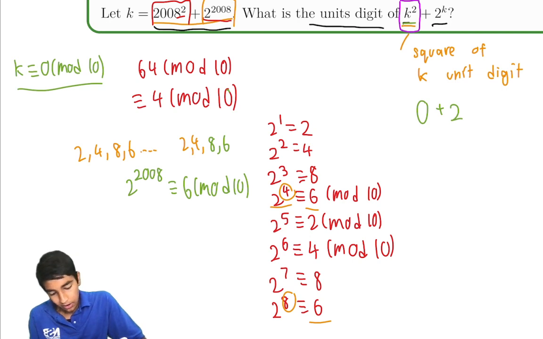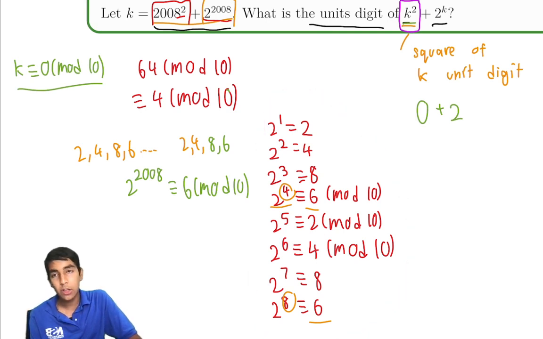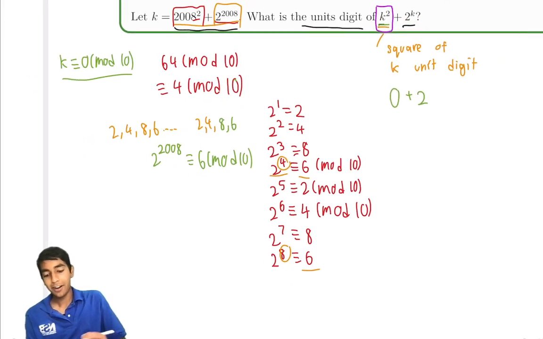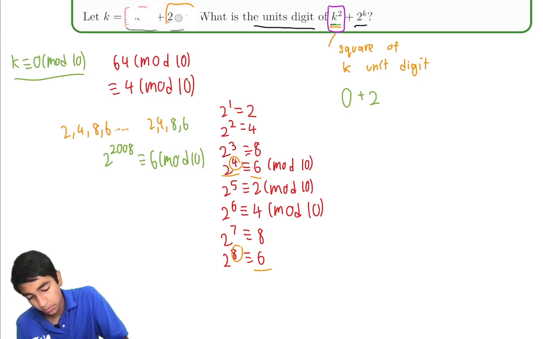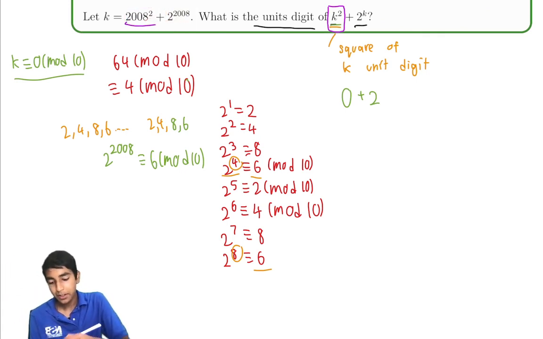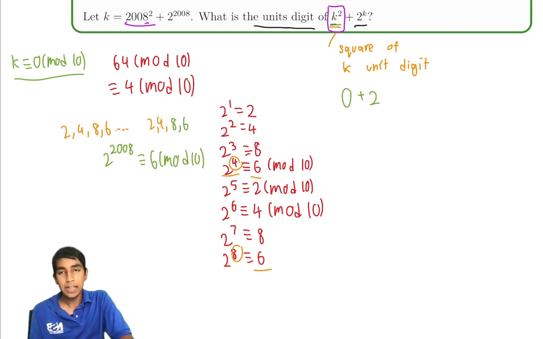Well, notice how earlier we found that the 2 to the power cycle in 4s. So all we have to do is find the value of k mod 4, and we can find 2 to the k. But what is k mod 4? Well, that's easy enough. Notice how 2008 is a multiple of 4, right? Because 2008 is a multiple of 4, so 2008 squared is a multiple of 4 as well, of course.